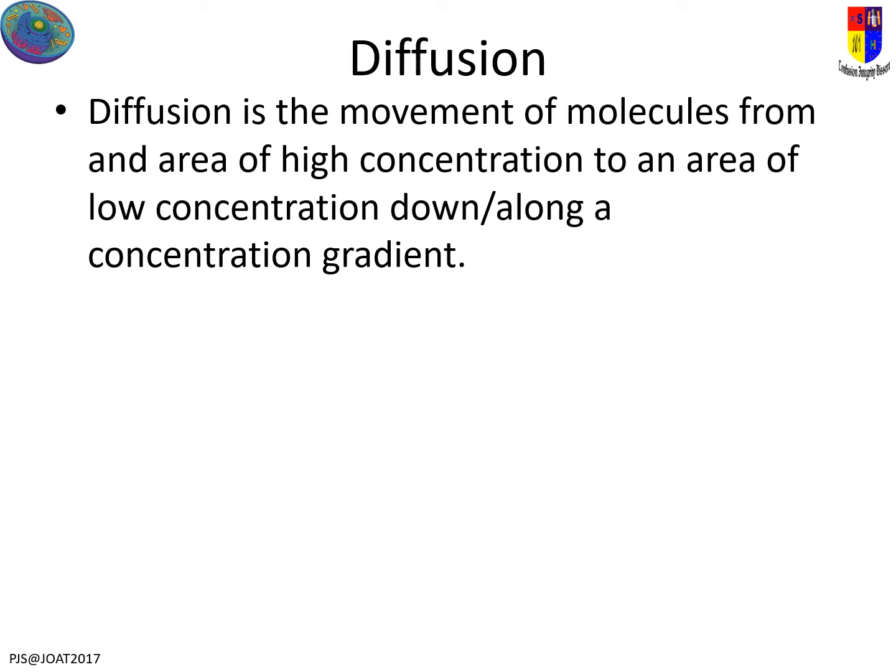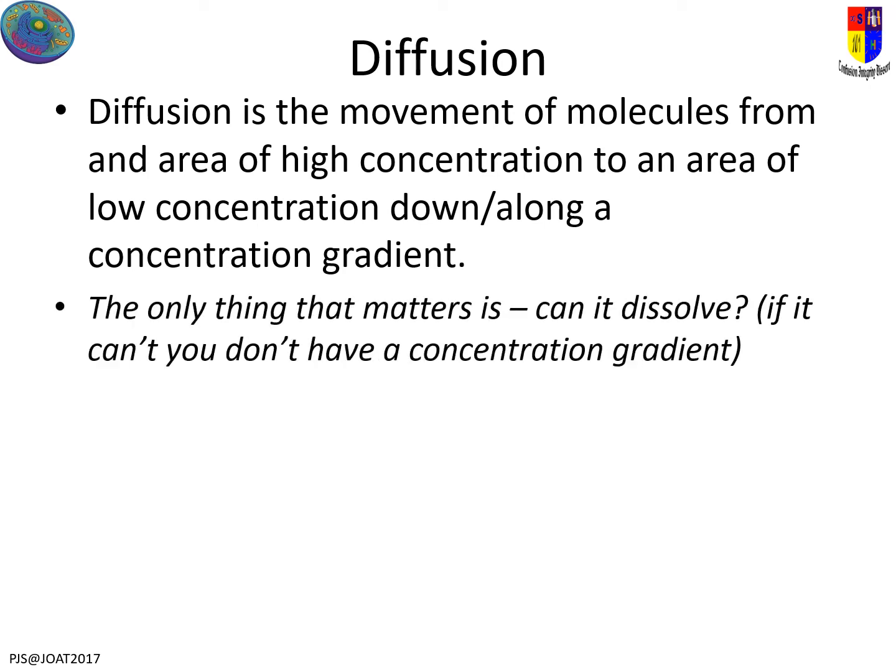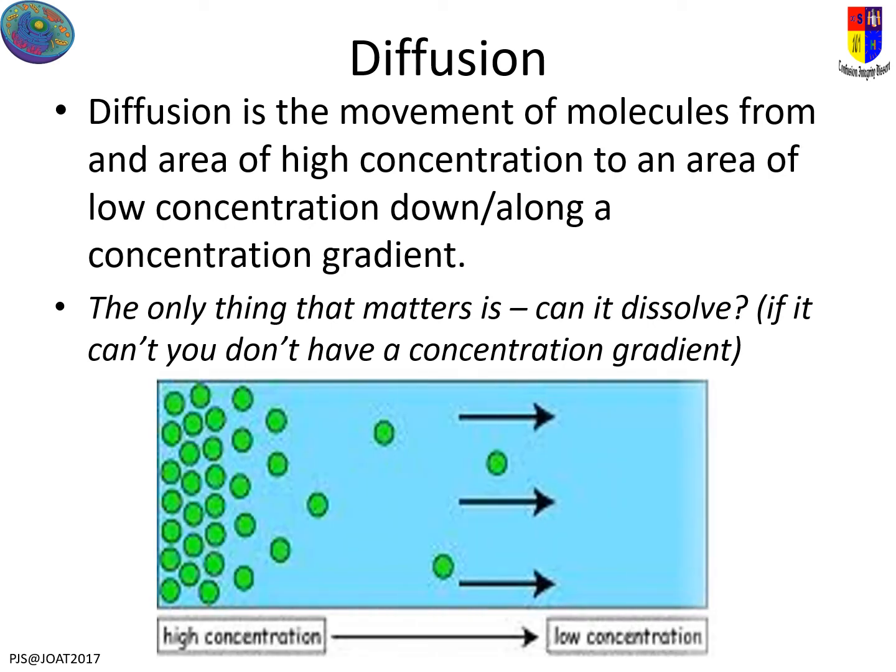It is the movement of molecules from an area of high concentration to an area of low concentration down a concentration gradient. So the only thing that matters for diffusion to work is, can you dissolve it? So if something is insoluble, if it's too big to dissolve, then you can't get a concentration gradient. It's just not a concentration, because concentration is basically mass in a volume. So watch out for that. If you have that, it works grand.